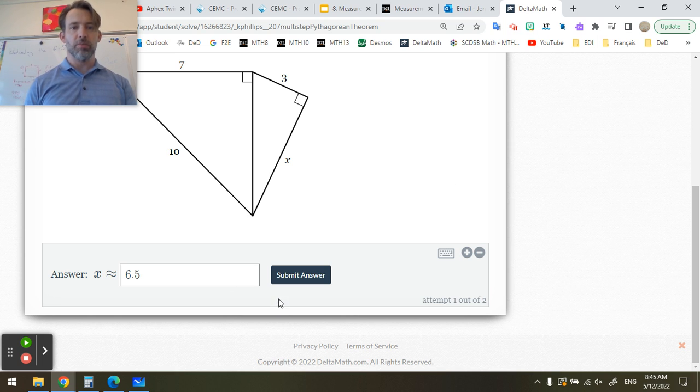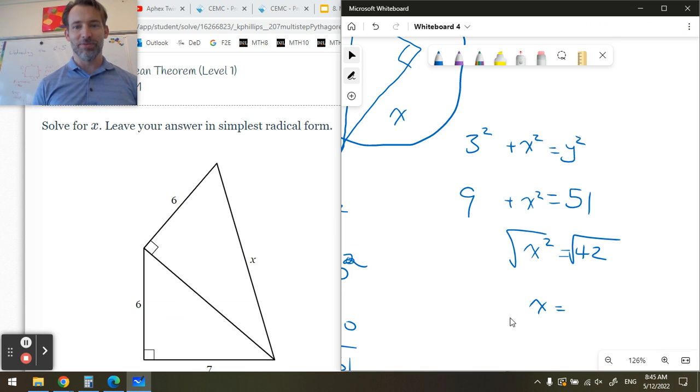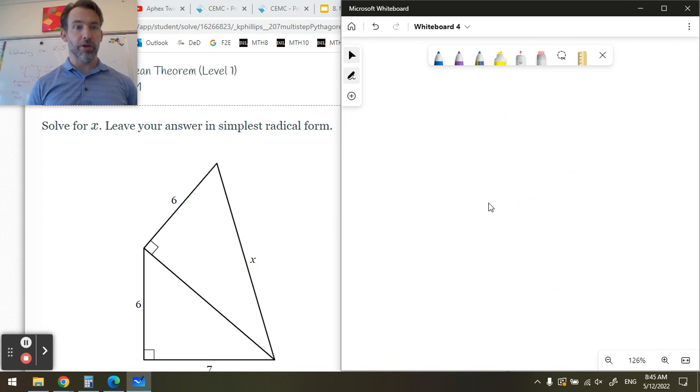Because there's a question type here that we wouldn't expect you to answer until grade 11. And that's this type of question: solve for x and leave your answer in simplest radical form. I'll talk you through and show you how to do it, so that way you're nice and ready for grade 11. And this is also really good for your number sense and understanding what is meant by a radical, or what is meant by a square root.